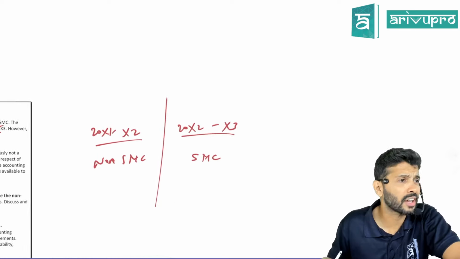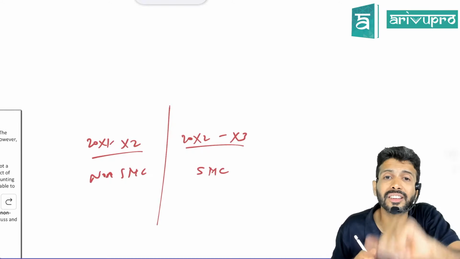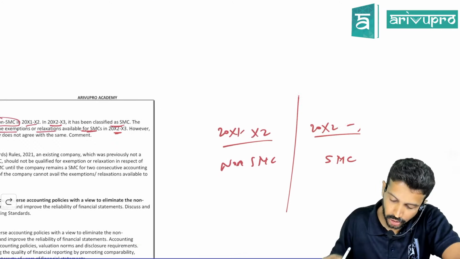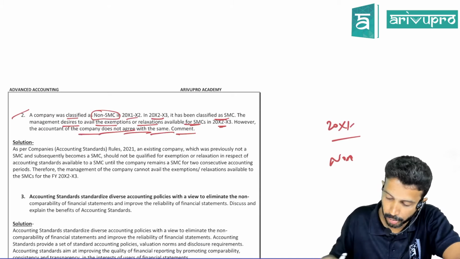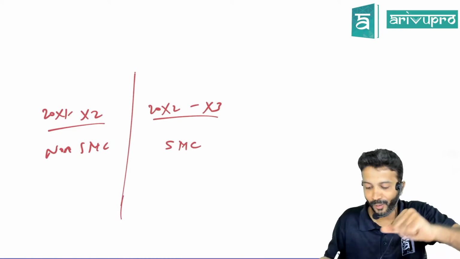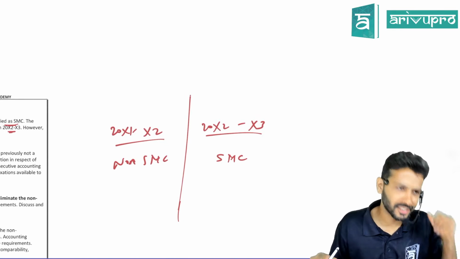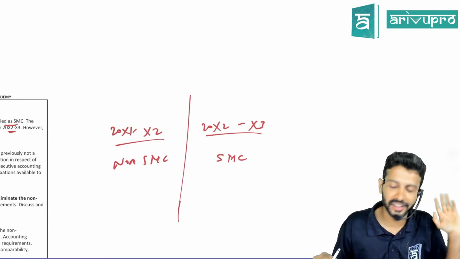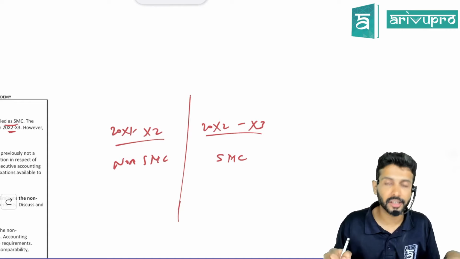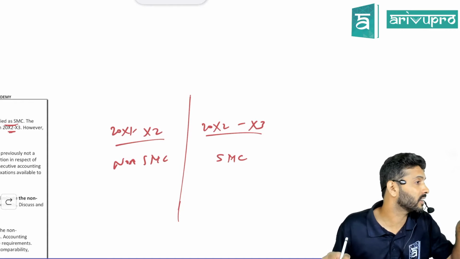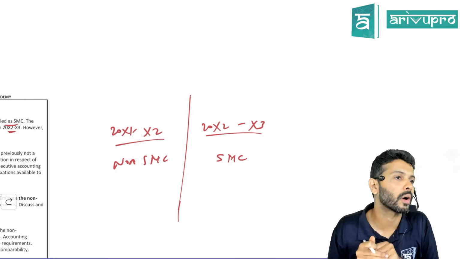Anyway, SMCs have some AS exemption. So they have become SMC in this year, so they want to take AS exemptions. Now they are asking you to advise. However, the accountant of the company does not agree with the same. So accountant is saying, no, you cannot take exemption, but management is saying, we can take it. You need to guide. Last year they were a big company. This year they become small, and this year they want to avail AS exemption. Immediately in the current year, is it available or what?